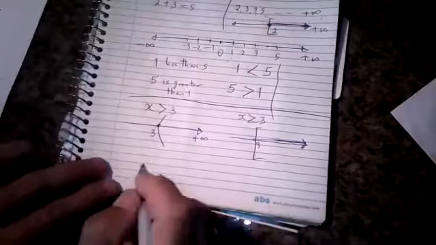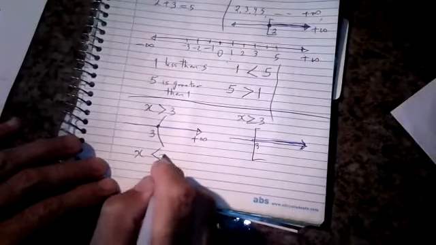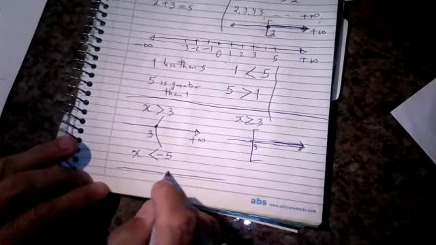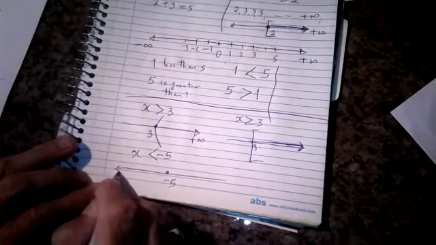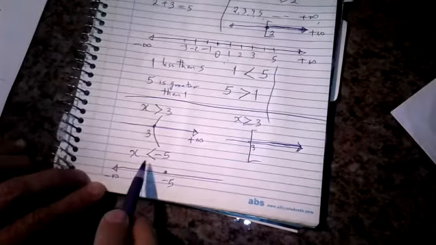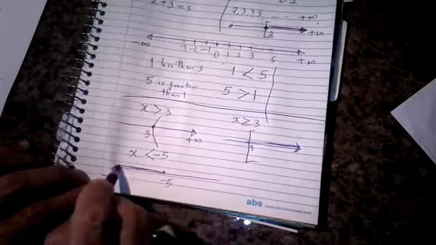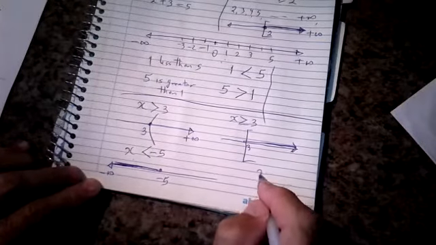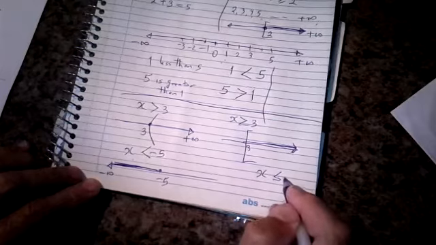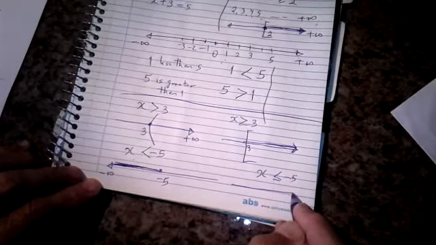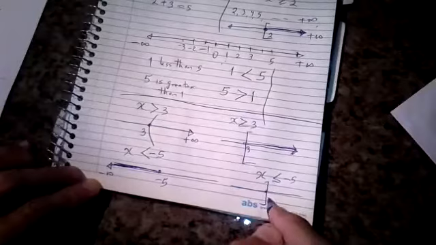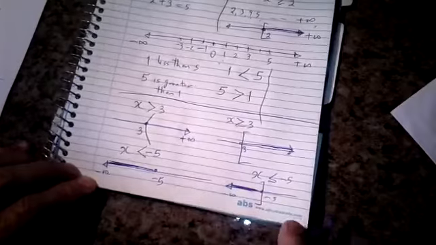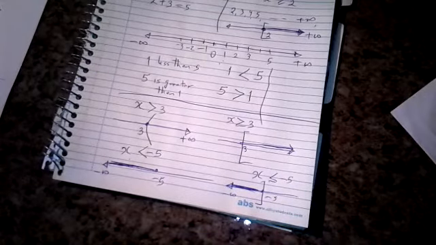Another example, let's say you have x is less than -5. On the number line, you label a point which is -5. All the numbers less, it goes all the way from here to there. So if you have x less than or equal to -5, then you use a bracket. That's how to show it graphically.